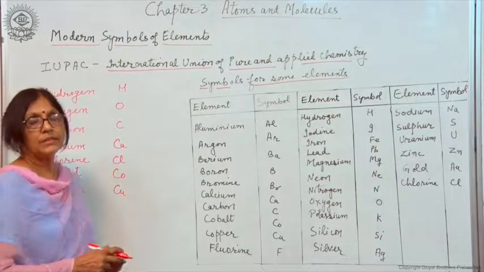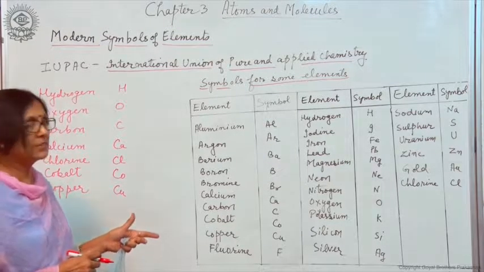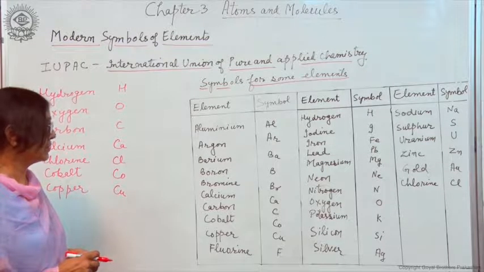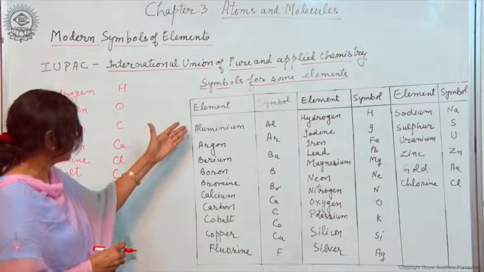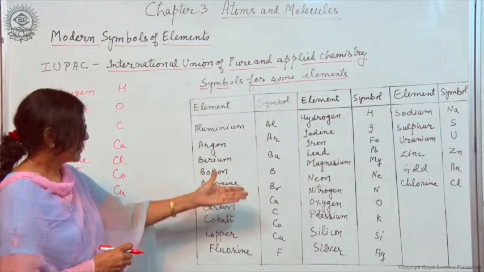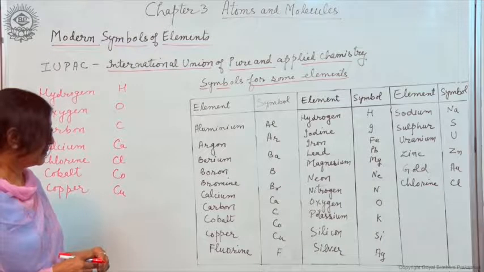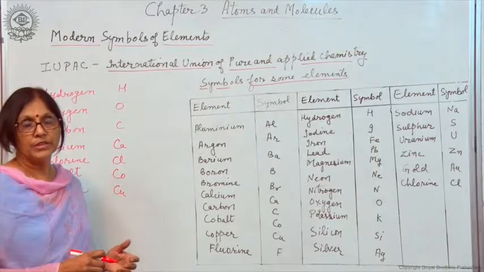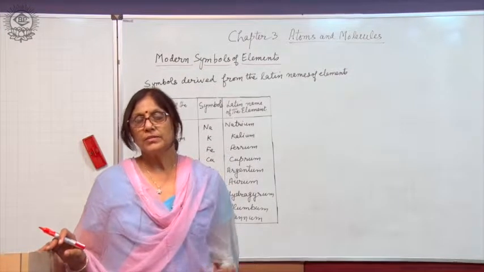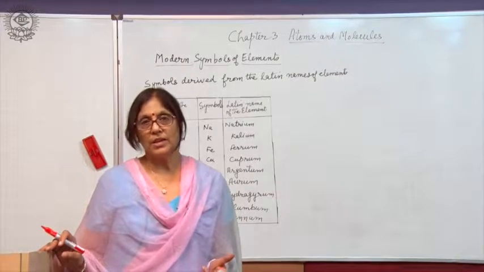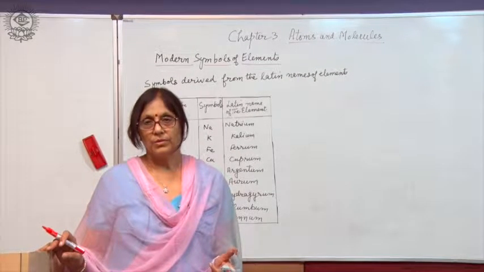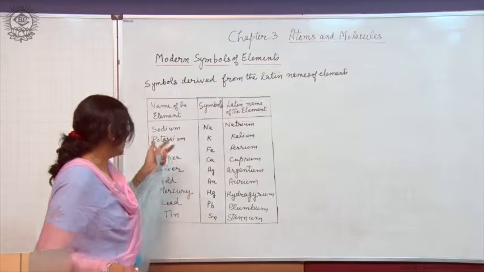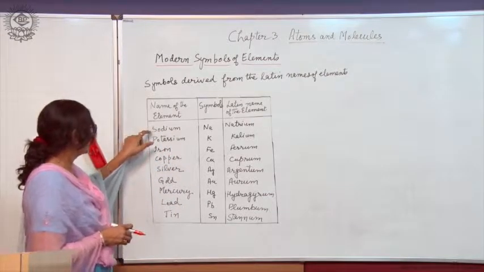Try to memorize them, but due to repeated practice and writing the formula again and again, you will gradually learn the symbols. So go through this table and see some of the symbols you might be knowing, and some of the symbols you can learn by repeated practice. Some of the symbols are derived from the Latin names of the element. So let us see which are the elements in which Latin names are used to make the symbols, like sodium.